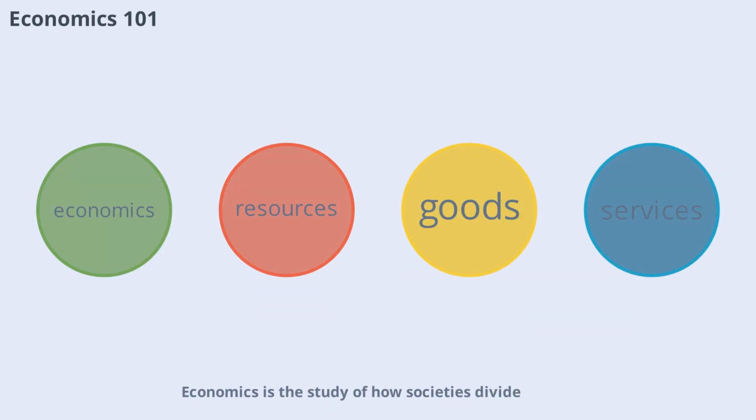Economics is the study of how societies divide and use resources to produce goods and services. It affects every aspect of daily life, from the price of bread to the availability of gasoline. When resources are scarce, prices rise, which can lead to changes in consumer behavior and even economic slowdowns. Understanding economics helps you see how individual choices and global events impact businesses and communities.